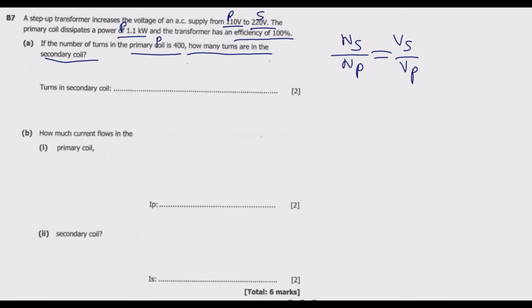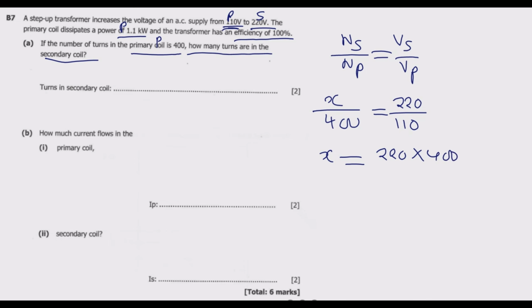Which means that we need to substitute there. We know that the number of turns in the secondary coil is what we are being asked to find, so this is x equals, the number of turns in the primary is 400, the voltage in the secondary is 220, over the voltage in the primary, which is 110. Then we solve for x. I can make x the subject of the formula by doing 220 multiplied by 400. So I'm multiplying 400 on both sides so that this one cancels, then it is equal to that over 110.